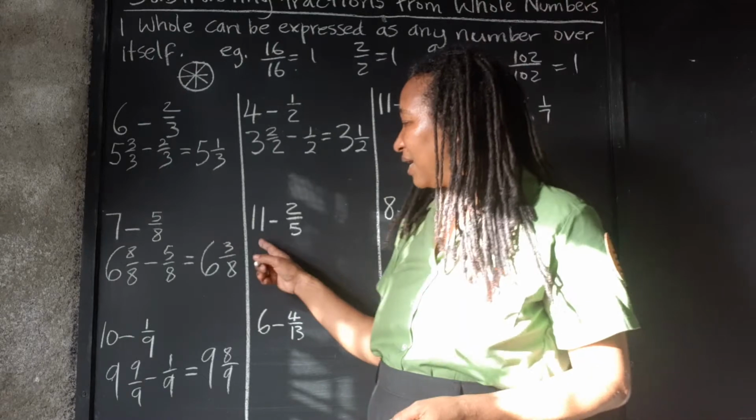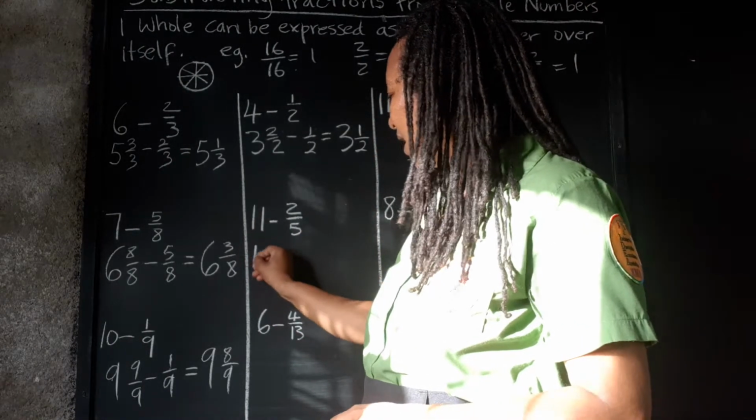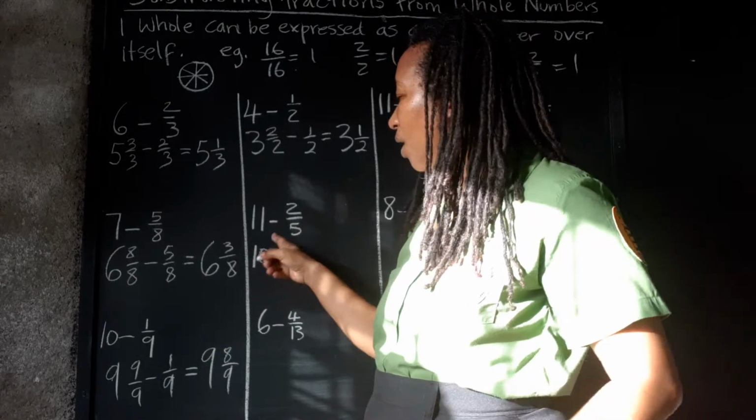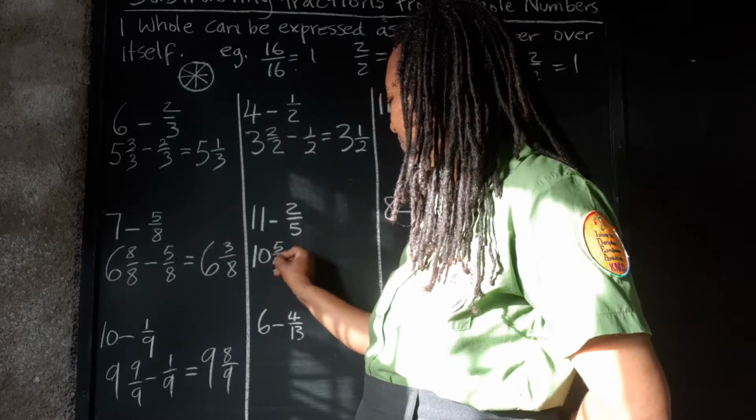Here we have 11, and we're subtracting 2/5. So we take 1 from the 11, that leaves 10. The 1 whole that we took, we're going to express it as 5 over 5.